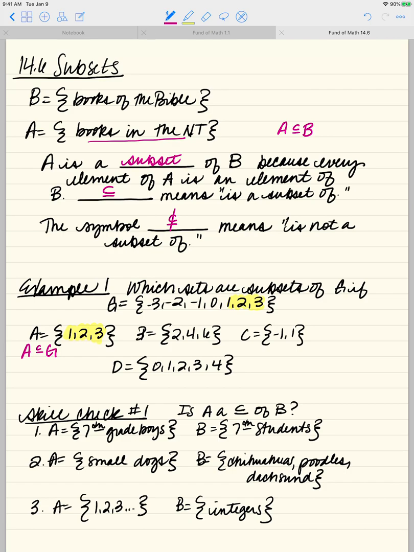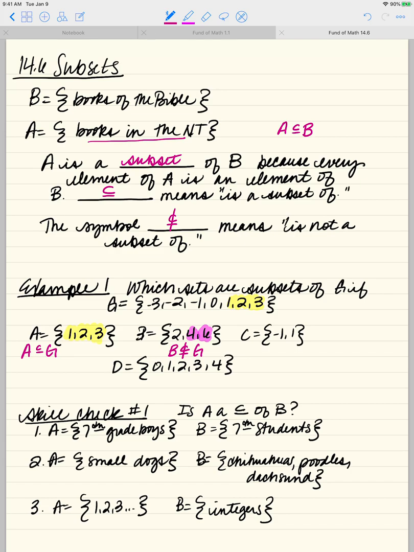Set B is 2, 4, 6. Now, what is missing here? 2 is definitely in our set G, but 4 and 6 are not. So set B would not be a subset of G because not every element is contained in G. So we would say B is not a subset of G.